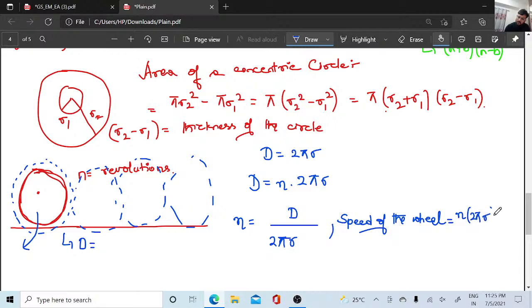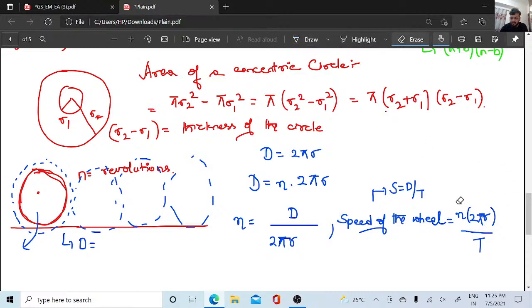Yes, but you guys know what is speed first of all. What is speed first of all, people? Speed is nothing but distance बार टाइम. ठीक है, तो टाइम सीधा t हम डायरेक्टली लिख लेंगे इधर. Okay, so what is the speed of the wheel? The speed of the wheel is nothing but n into 2 pi r.